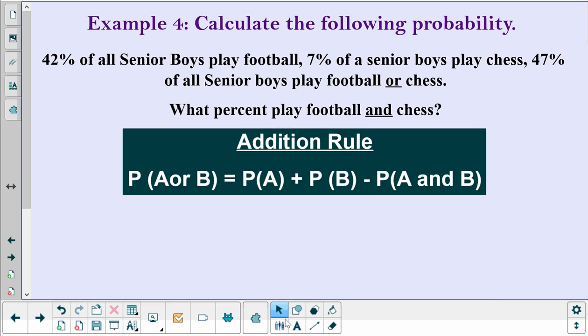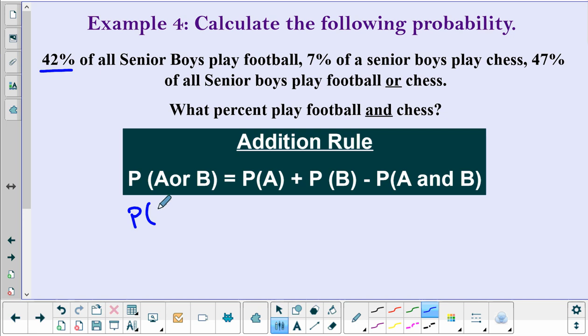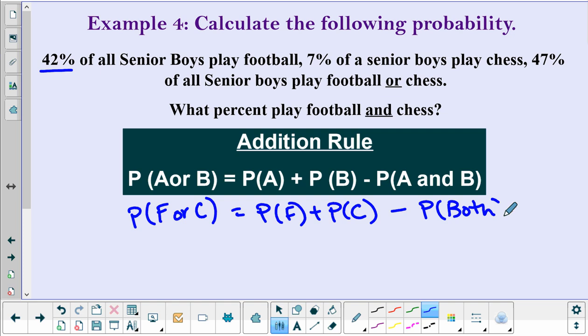Okay, so here's my rule. And again, let's look at the information that we have. We have 42%. So in this case, if I do probability of football or chess, that means I'm looking at the probability of football plus the probability of chess minus the probability of both. Okay, so 42% of all senior boys play football. That's this right here. 42%. 7% of all senior boys play chess. That's this right here.